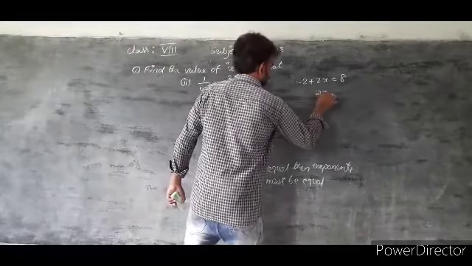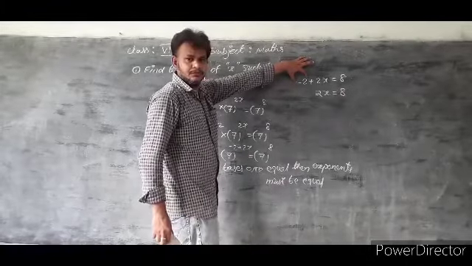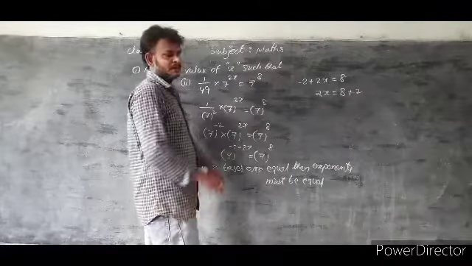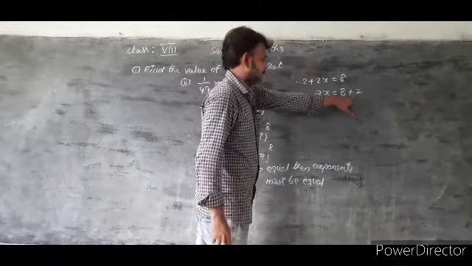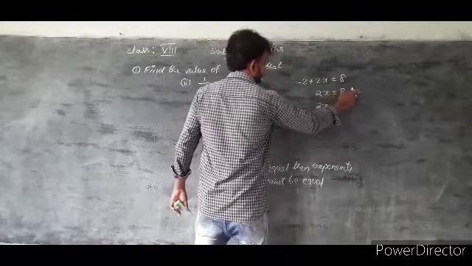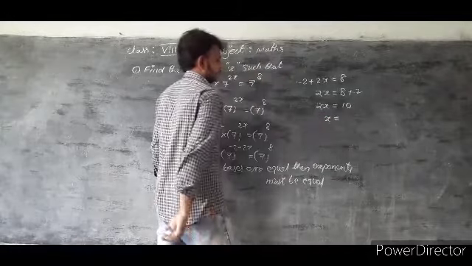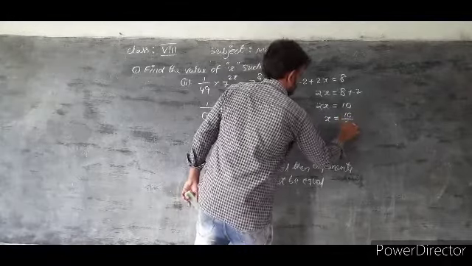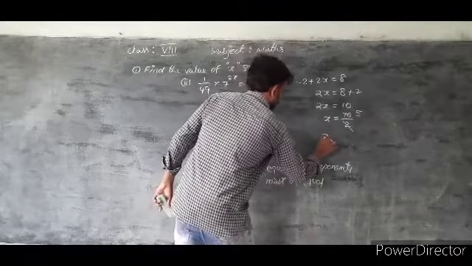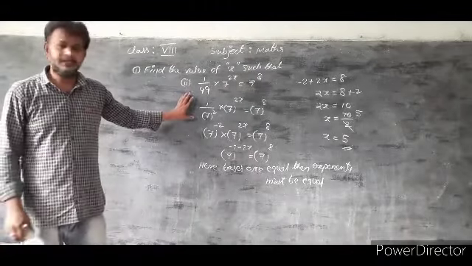So 2x equal to 8, transposing minus 2, it becomes plus 2. So 2x equal to 8 plus 2, that equals 10. Then x equal to 10 by 2. So 2 fives are 10, cancel. So x equal to 5. So this is the second problem.